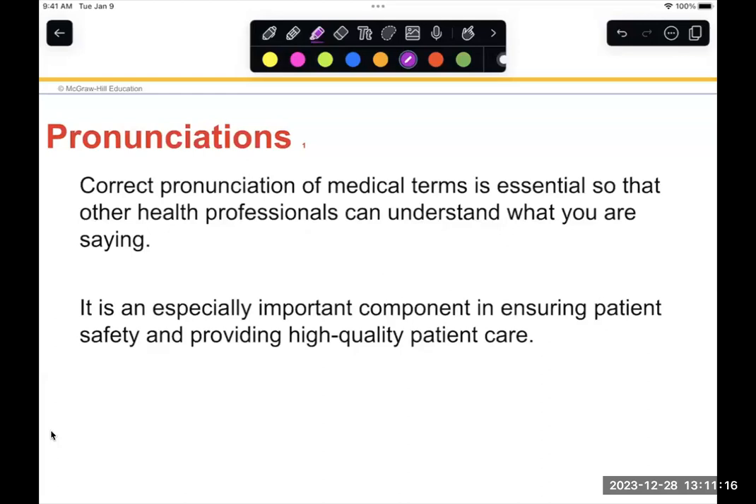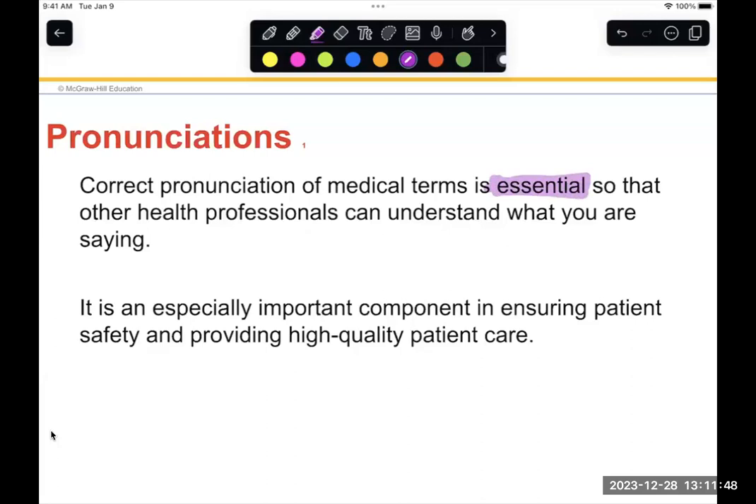So it's something that takes practice. Saying words out loud can help you learn how to pronounce these words correctly. If you're going to be working with other medical health professionals, which if you're taking this class, you most likely will, they're going to give you funny looks if you're pronouncing words wrong.